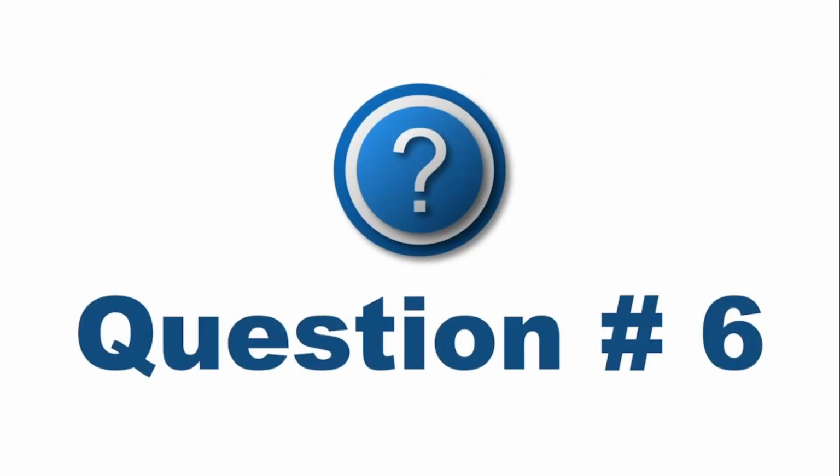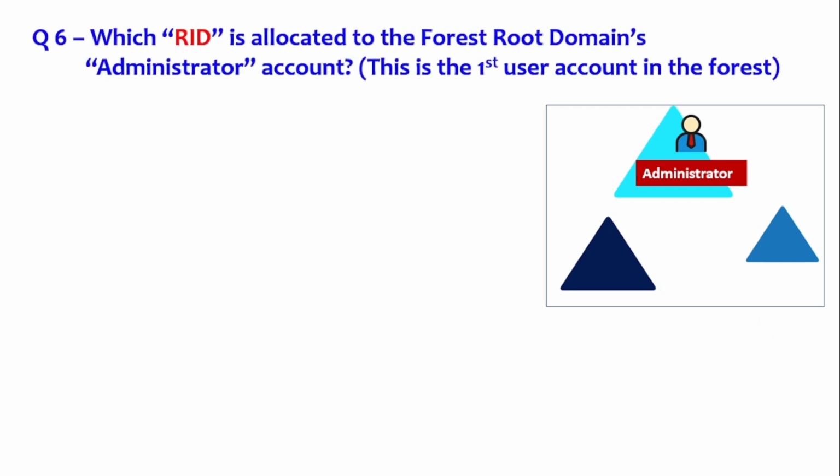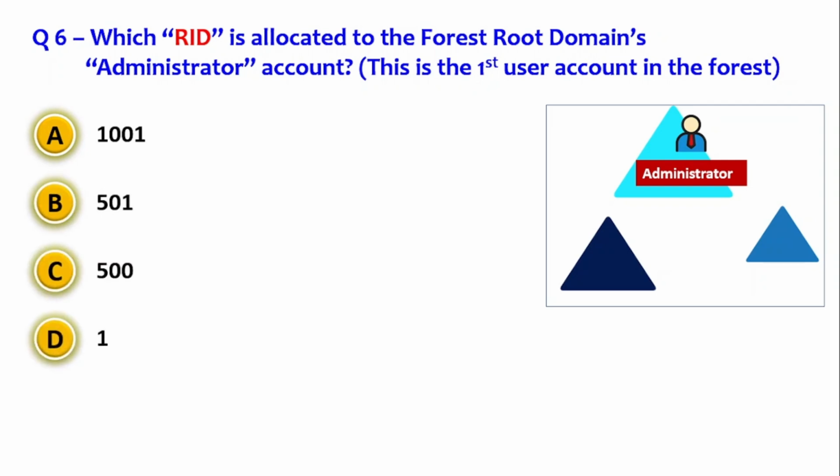So let's see question number 6. Which RID is allocated to the forest root domain's administrator account? So whenever we create a new forest, the first account that gets created is the administrator. That's the forest root domain's administrator. So which RID is allocated for this particular account? So the options are 1001, 501, 500, number 1, or 100.